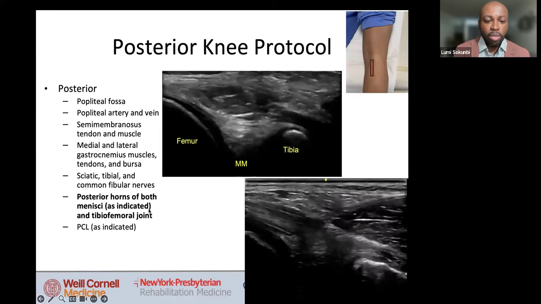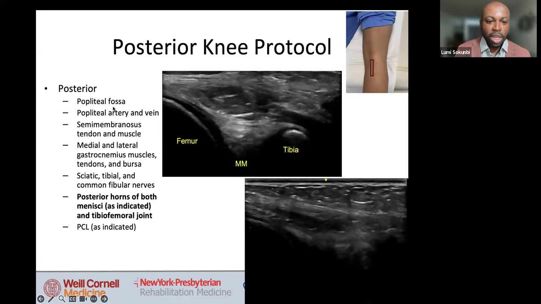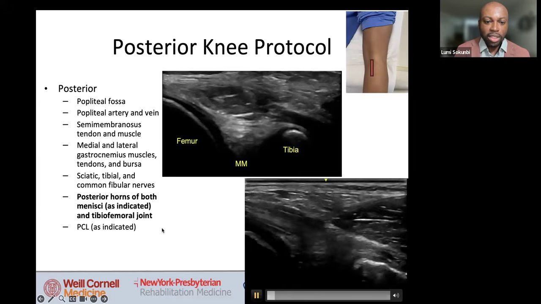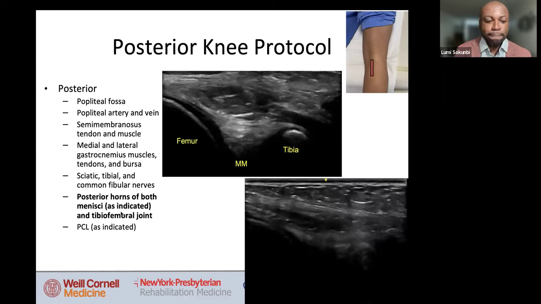And then you can move over medially to get a similar view of the posterior horn, but now of the medial meniscus, as well as doing that dynamic scanning. So you have the femur, the tibia, your cartilage, and then you're looking at that structure right in the middle. That's that triangular shape to evaluate your meniscus.